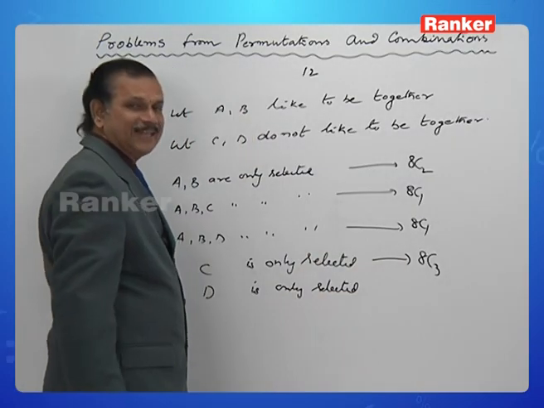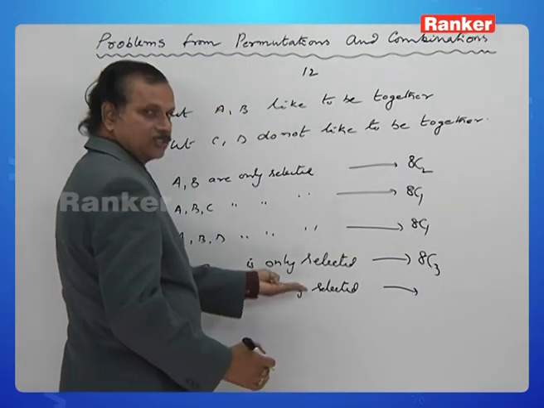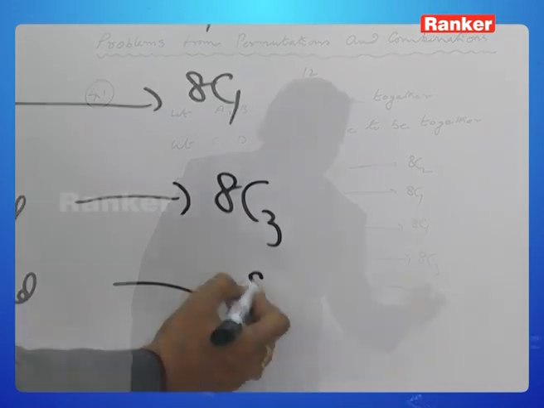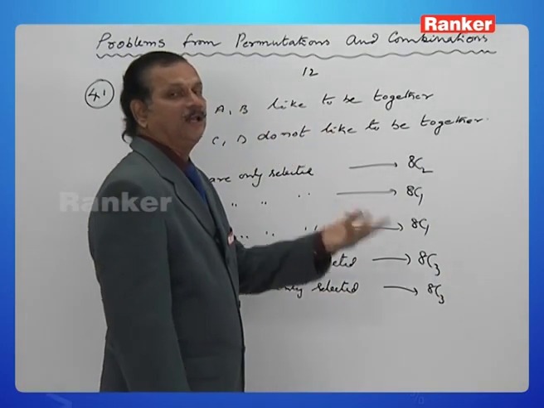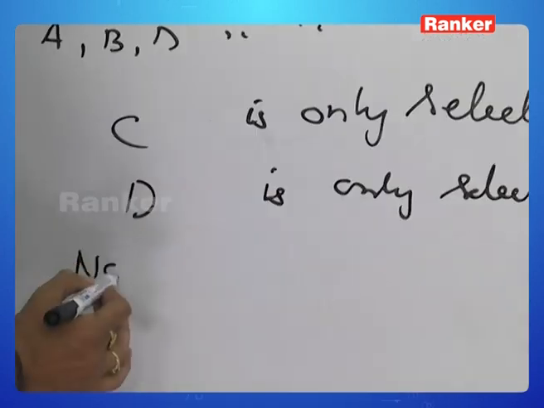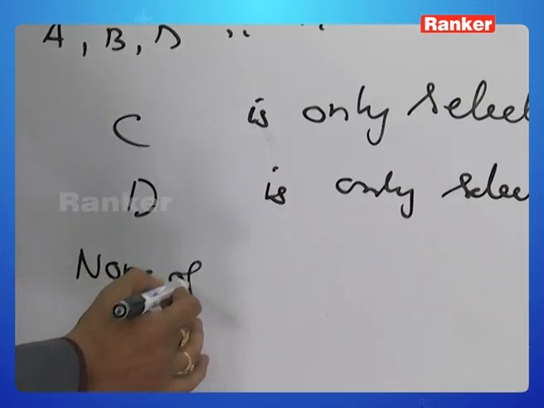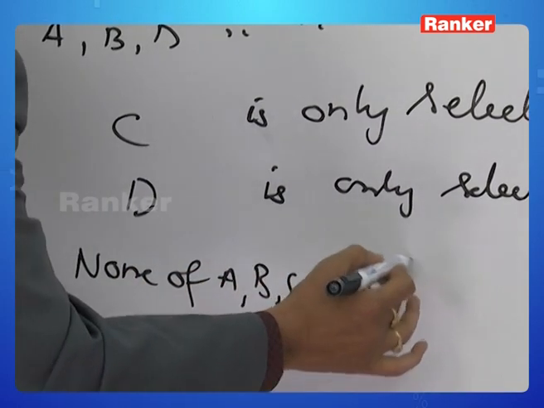Only D is selected. Similar to this case, what is the total number of selections? 8C3. Next, the last case: none of A, B, C, D is selected.